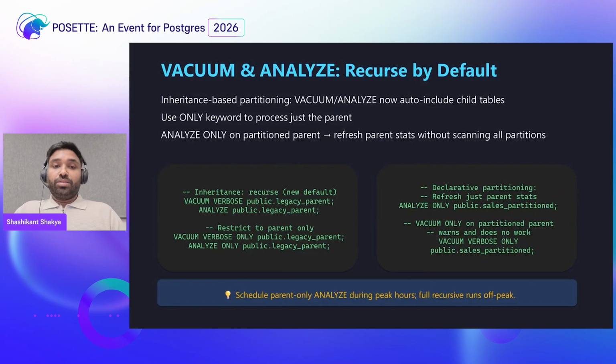Now we're going to talk about vacuum and analyze recursing by default. This is one of those quality of life improvements when people are dealing with partitioned tables. With the size of data growing, I think everybody is now dealing with partitioning. Prior to PG18, with inheritance-based partitioning, when you ran vacuum analyze on the parent table, you also needed to vacuum the child tables separately. This was an operational headache, and you needed to build your own scripts to do this.